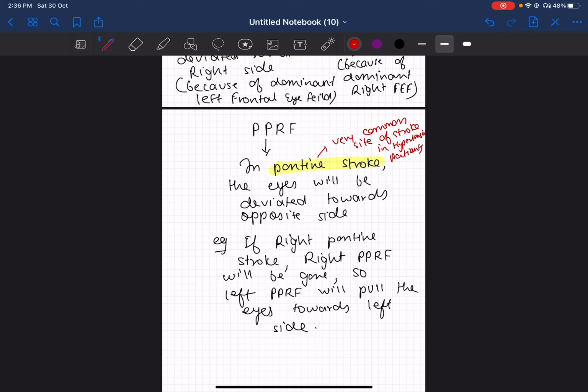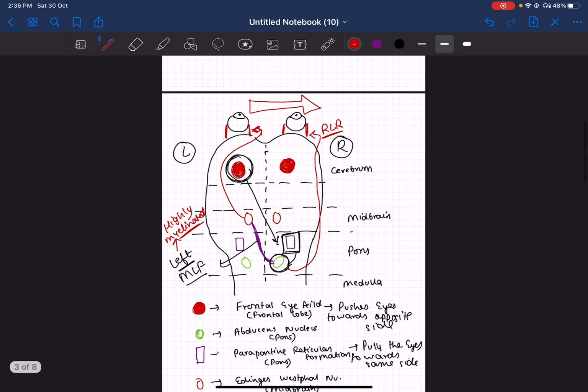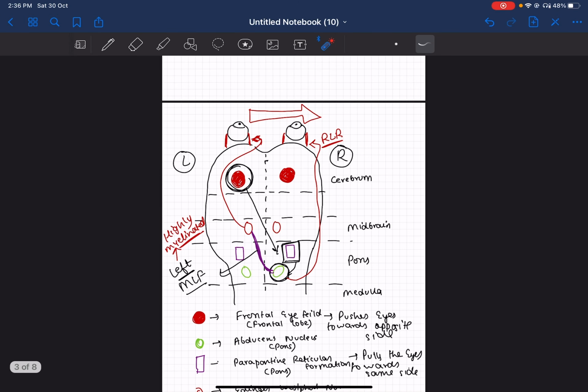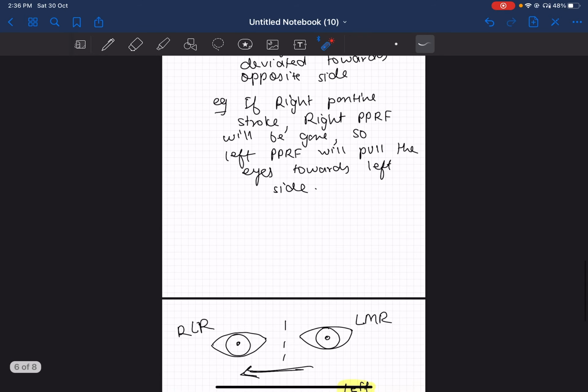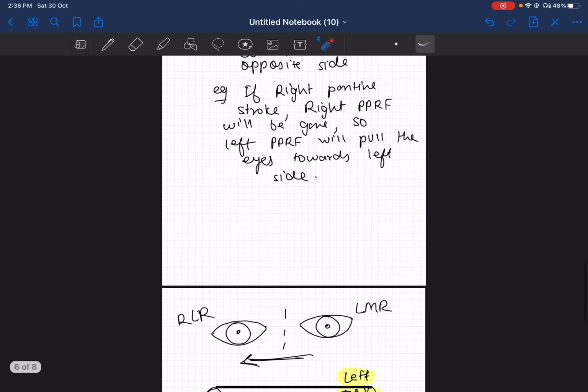The eyes will be deviated towards the opposite side. As I explained earlier, the function of PPRF is to pull the eyes towards itself. So if this PPRF is gone, then the other PPRF will pull the eyes towards itself. For example, if there is a right-sided pontine stroke, the right PPRF will be gone. So the left PPRF pulls the eyes towards the left side. So the patient's gaze will be on the left side. The patient won't be able to move his eyes towards the right side.